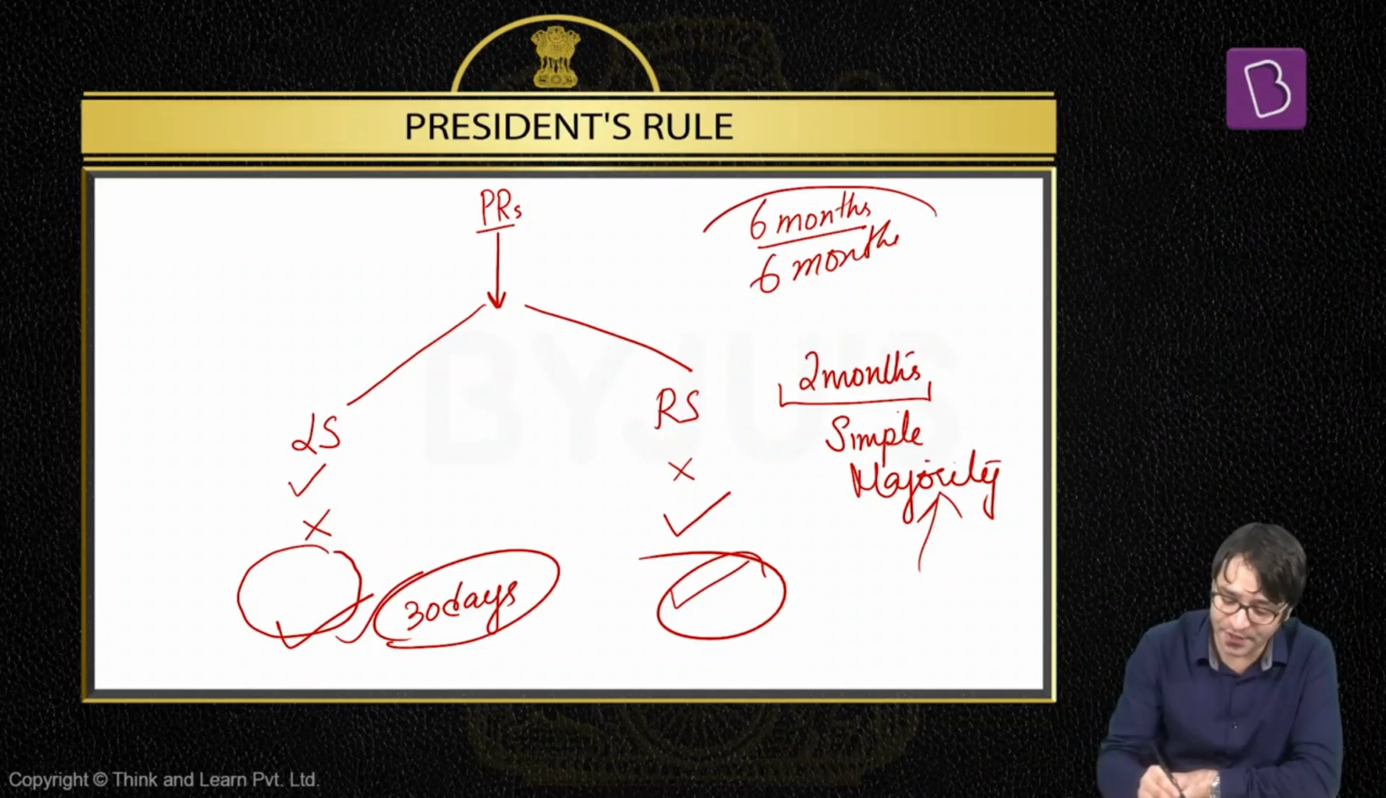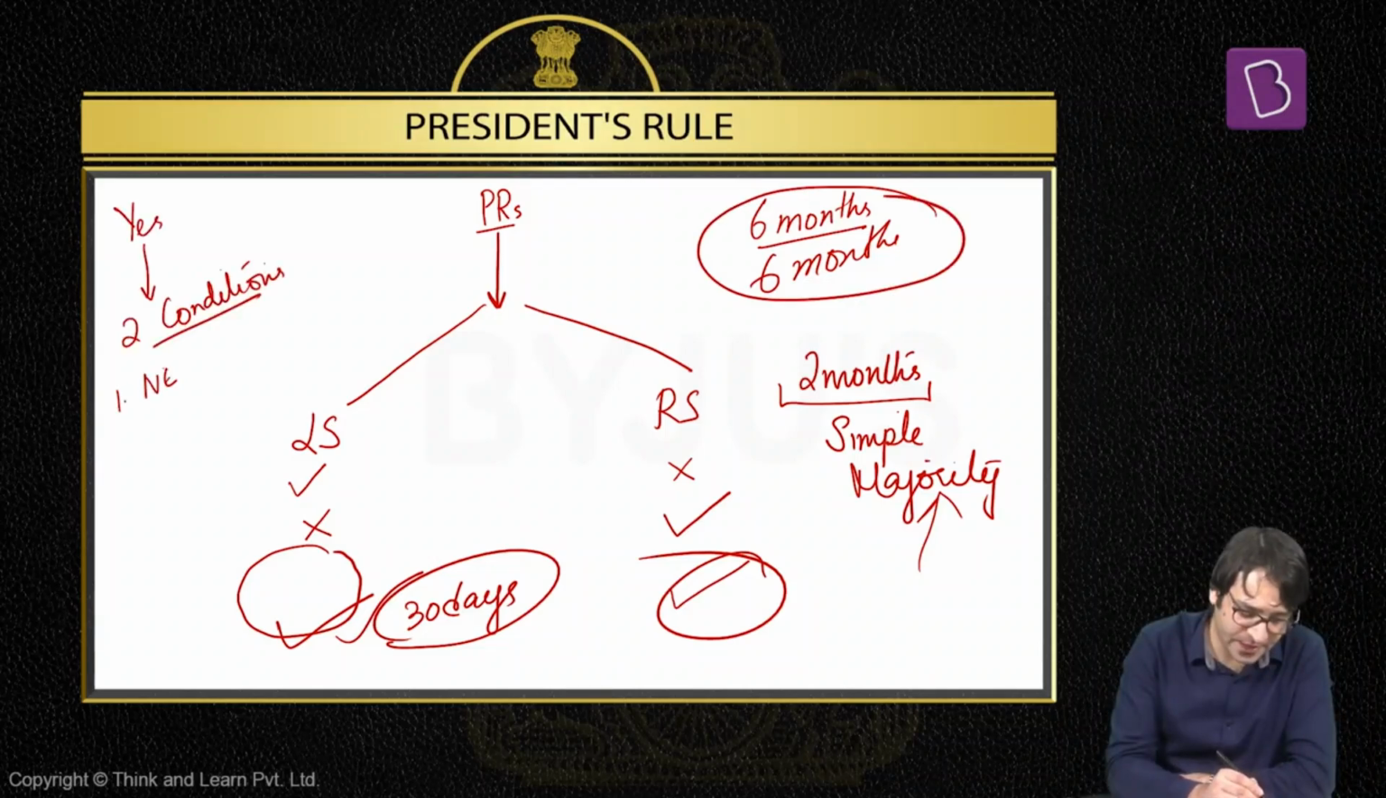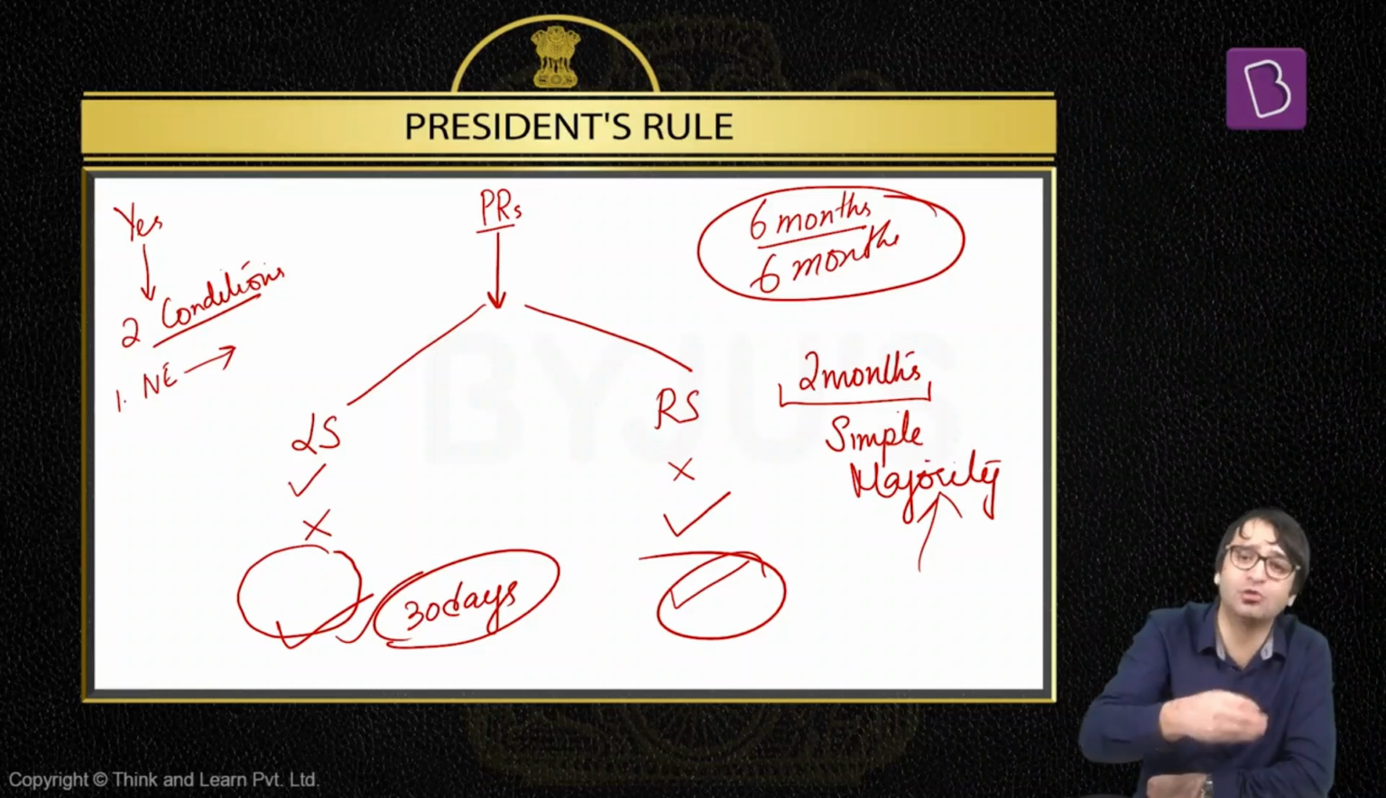Can President's rule continue beyond a period of 1 year? Yes, but only if 2 conditions are satisfied. Condition number 1, either national emergency has been imposed in the country or in that state or any part of that state. If that is the case, President's rule can continue beyond 1 year.